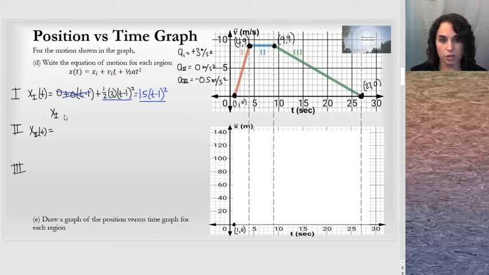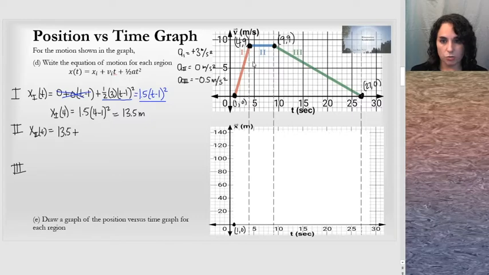So I'm just going to plug in 4 in here. That's the initial time for region 2. At time 4, I will calculate 1.5 times (4 minus 1) quantity squared. When I run that through the calculator, it is 13.5 meters. So when I think about region 2, its initial position will be 13.5 here. Plus, I need the initial velocity.